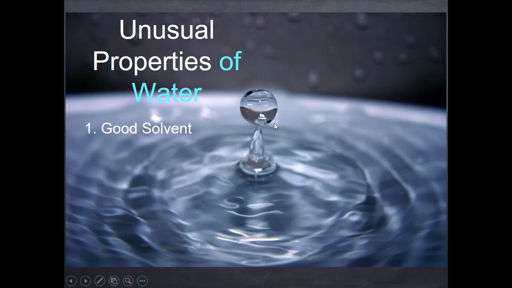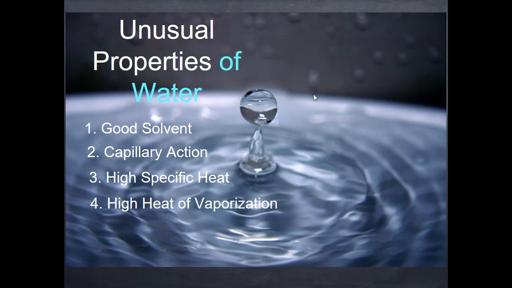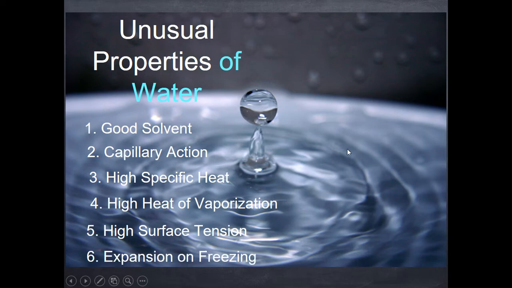The properties that make water so special are that water is a good solvent. It is capable of capillary action. It has a high specific heat, a high heat of vaporization, and high surface tension. These five unusual properties of water are going to explain what you saw in our water demos in your lesson last time. We're going to go into a little bit more about how each of these works. Then we have the expansion on freezing.